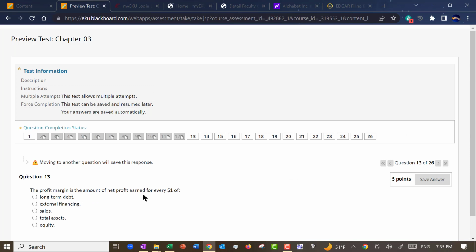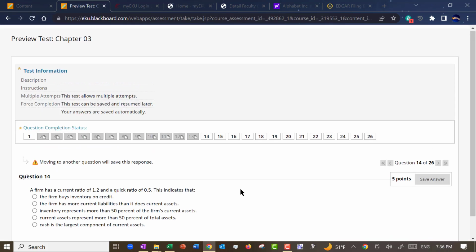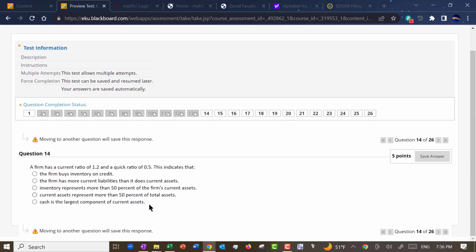Profit margin is the amount of net profit earned for every dollar of what? Sales, that's the definition. And we talked about that. In this case, let's see. We know that's not correct. The firm has more current liabilities than it does current assets. No, current ratio of greater than 1 means current assets are higher.